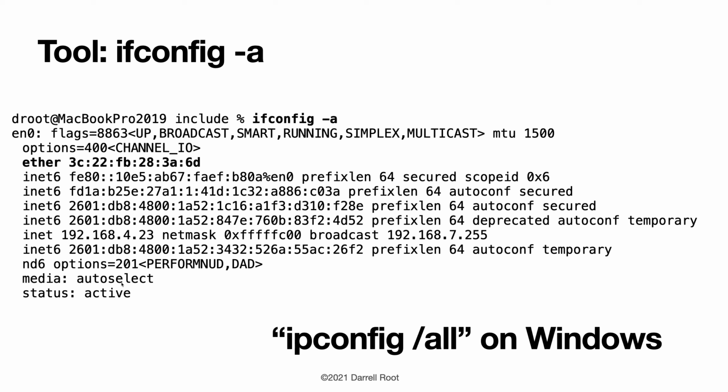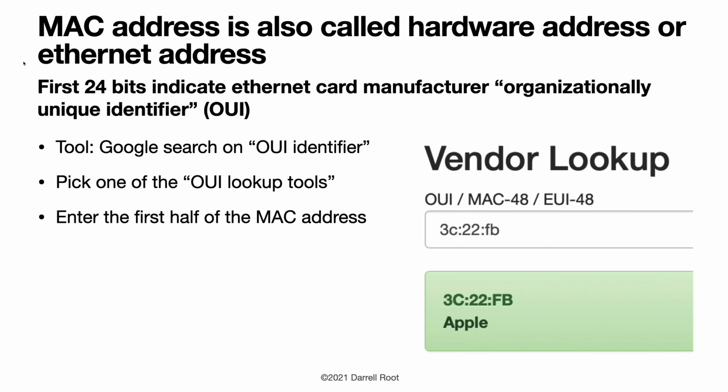The media is auto select, which refers to the Ethernet ability to dynamically pick your speed, whether you're running at 10 megabit or 100 megabit or gigabit. And the MTU, the maximum transmission unit, is 1500 octets, which means that I can send an Ethernet frame of maximum size 1500 octets, which is common for Ethernet.